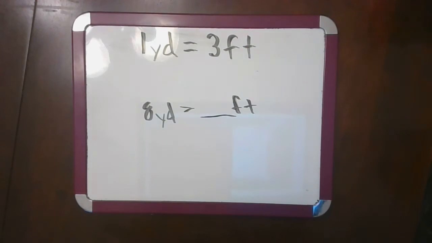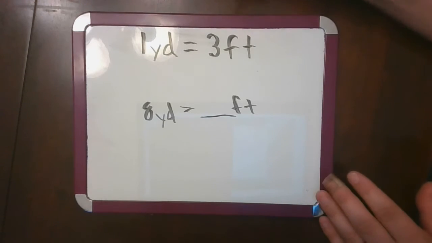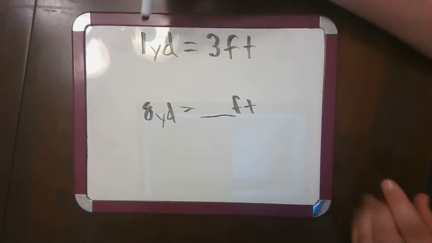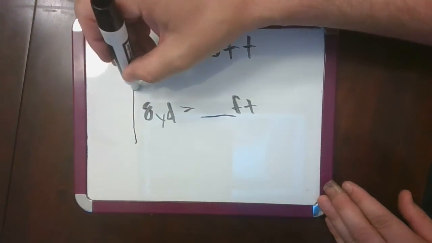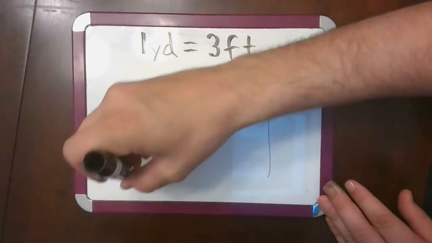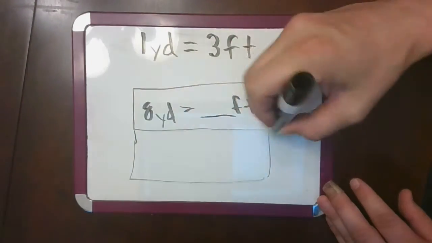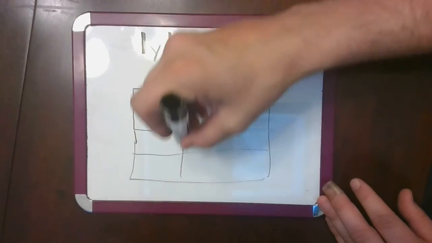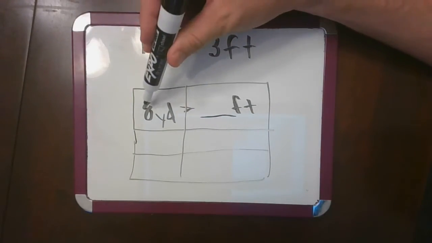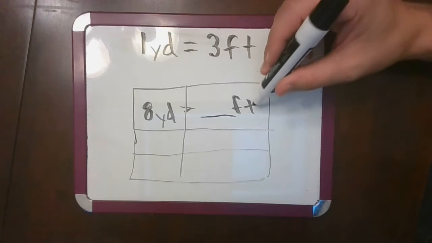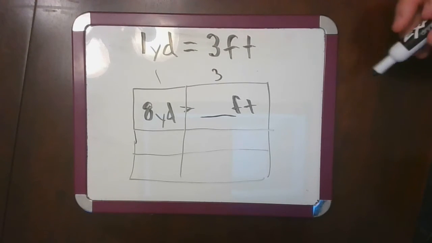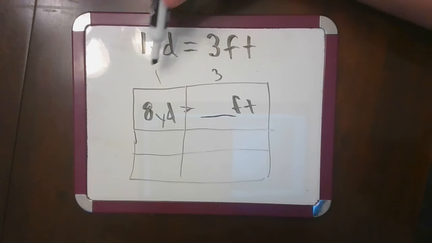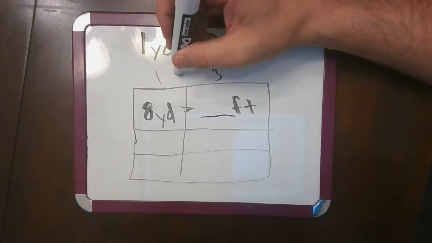When we're looking at it, we can set it up like we did as a function box. So we're changing between yards and feet. Now, we already should know what the rule is, okay? When I draw out my function box, which you're going to start to notice is kind of unnecessary, 8 yards equals how many feet? I know 1 yard equals 3 feet. So I already know what my rule is. To get from 1 to 3, I'm multiplying by 3.